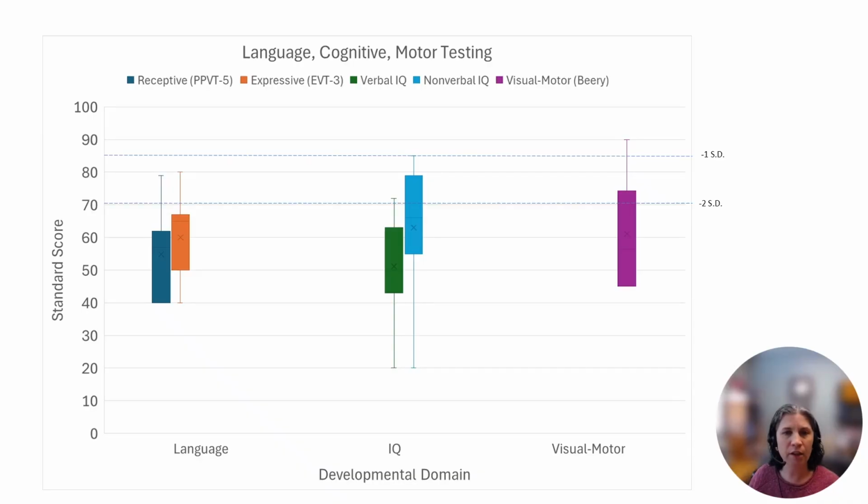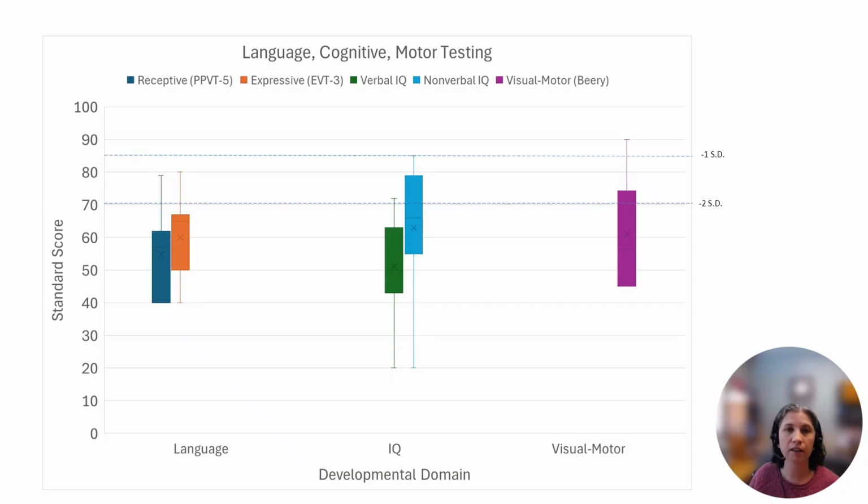Next, I'll talk about language, cognitive, and motor testing that we did. The kids in our study completed standardized tests in all of these domains. The tests that we administered report standard scores. When we talk about standard scores, the average is 100, and we usually say the average range is 85 to 115. So on average, kids in our study scored below the average range across all areas that we tested, although there was variability where a few kids scored in the low average or borderline range in visual motor skills and nonverbal cognition.